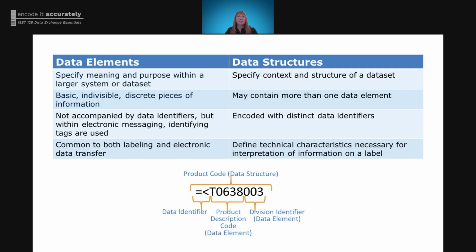Data identifiers are 2 or 3 character sets of characters set aside by ANSI, the American National Standards Institute, to distinguish ISBT 128 data from other types of data. The product code data structure data identifier here is an equal sign and a less than sign. All ISBT 128 data structures will begin with either an equal sign or an ampersand, followed by a second or third character. The specific characters that make up the data identifier helps the IT system determine which piece of data is being scanned. And more information on this can be found in the technical specification ST001.